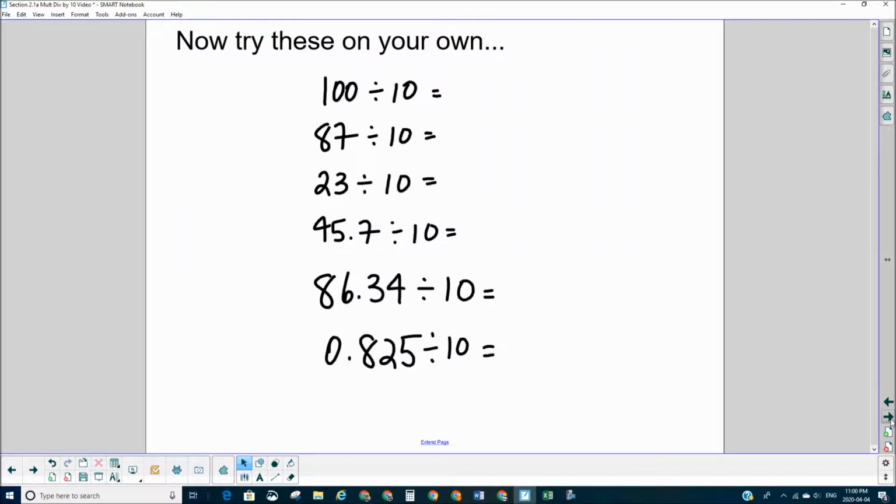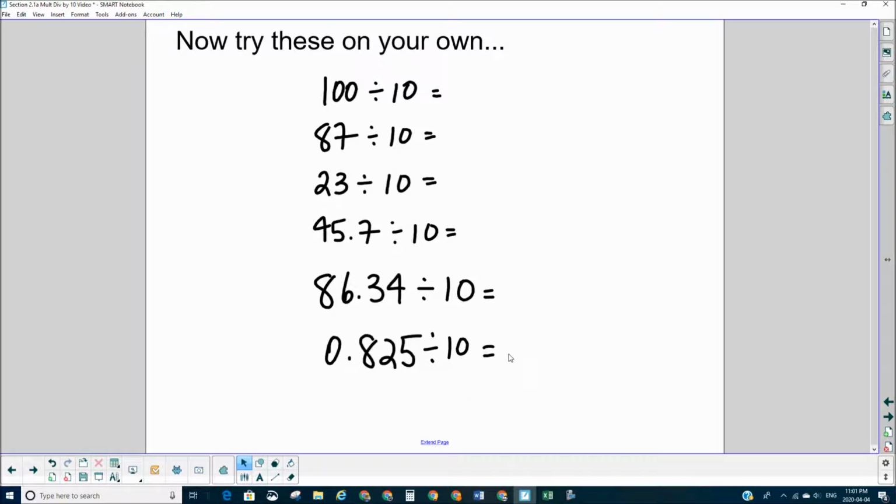So what I'd like you to do right now is pause the video, and I'd like you to try these 6 questions all on your own. You can copy the question down on a piece of paper and write the answer out, or if you just want to write down the answers, you can. After you're done, push play again, and I'll show you the answers.